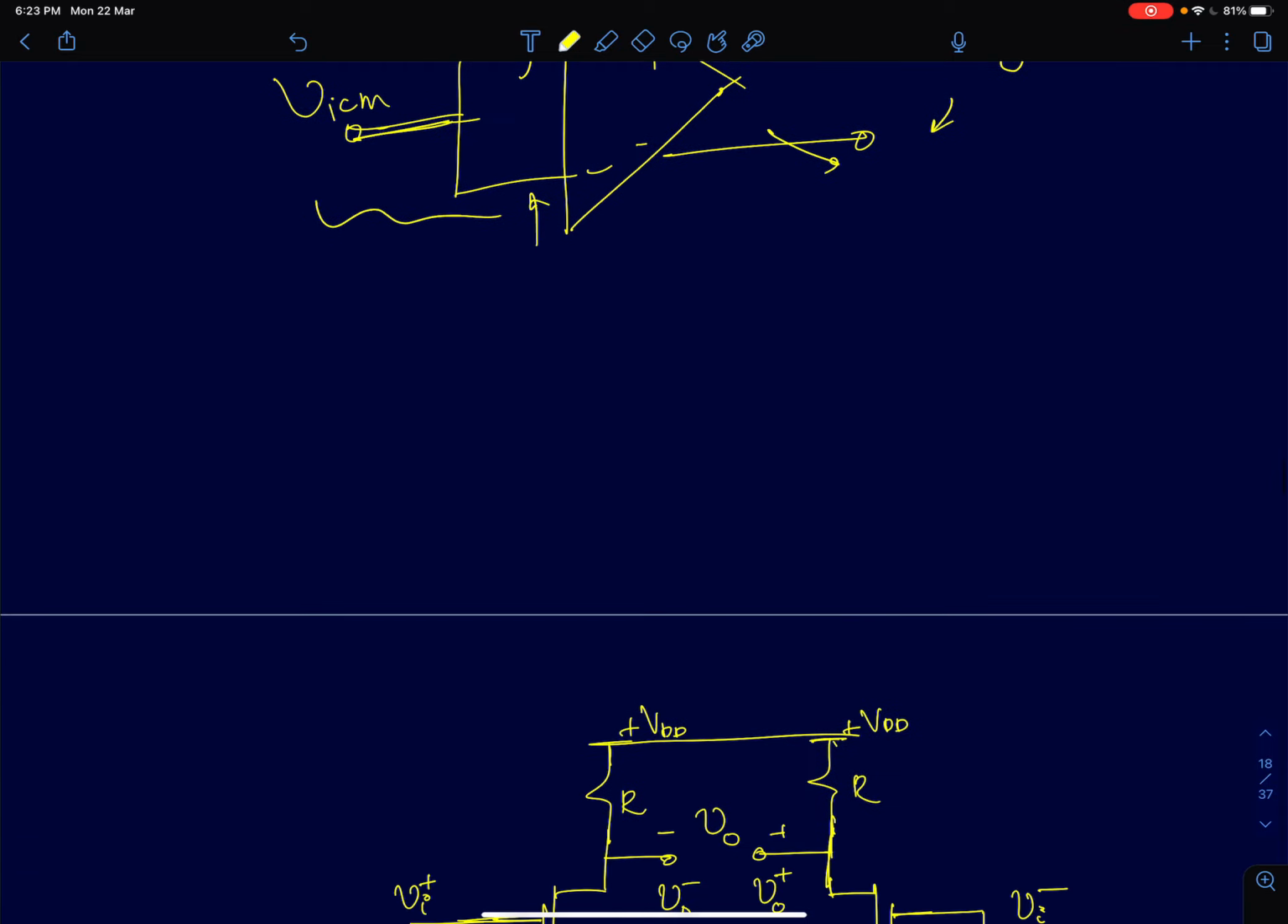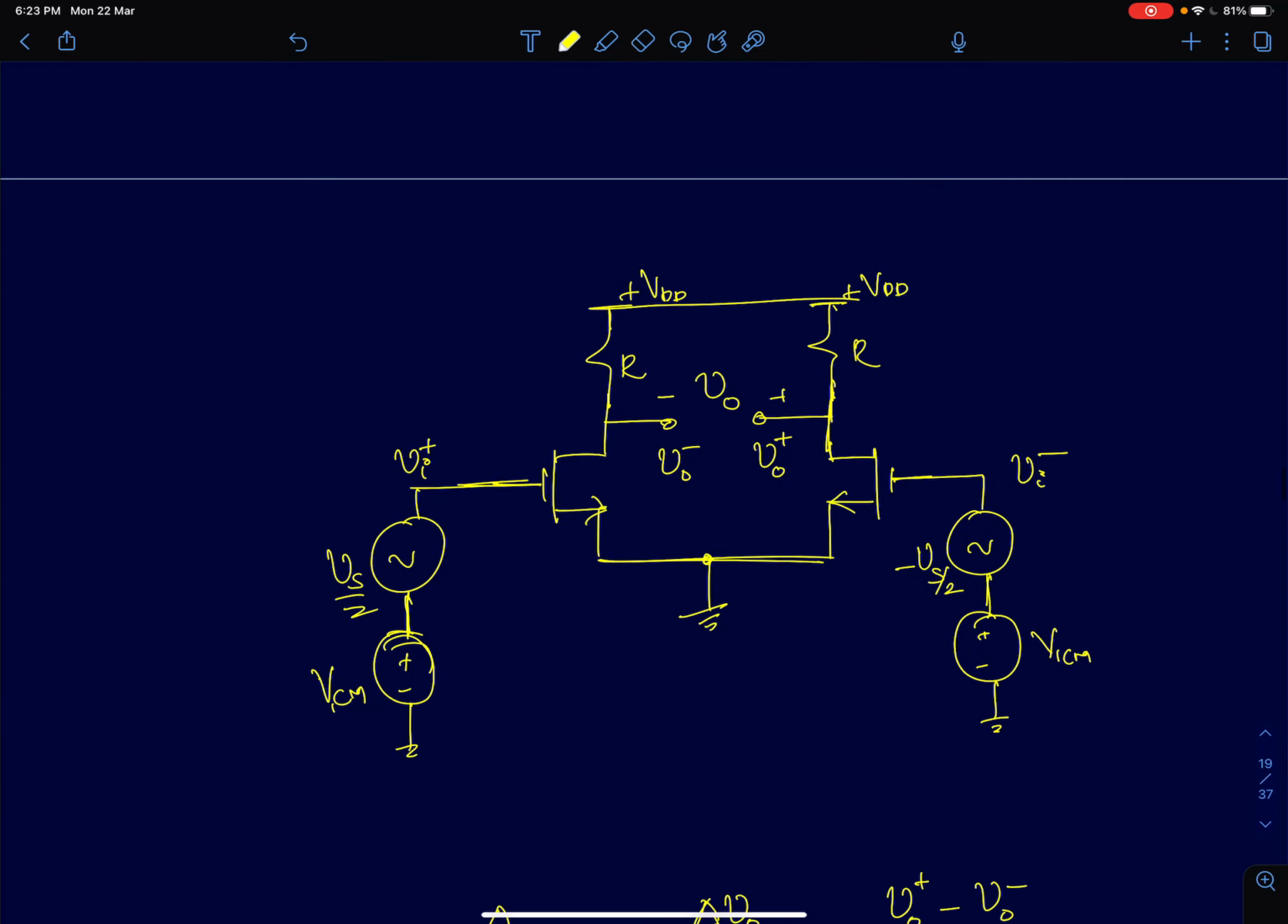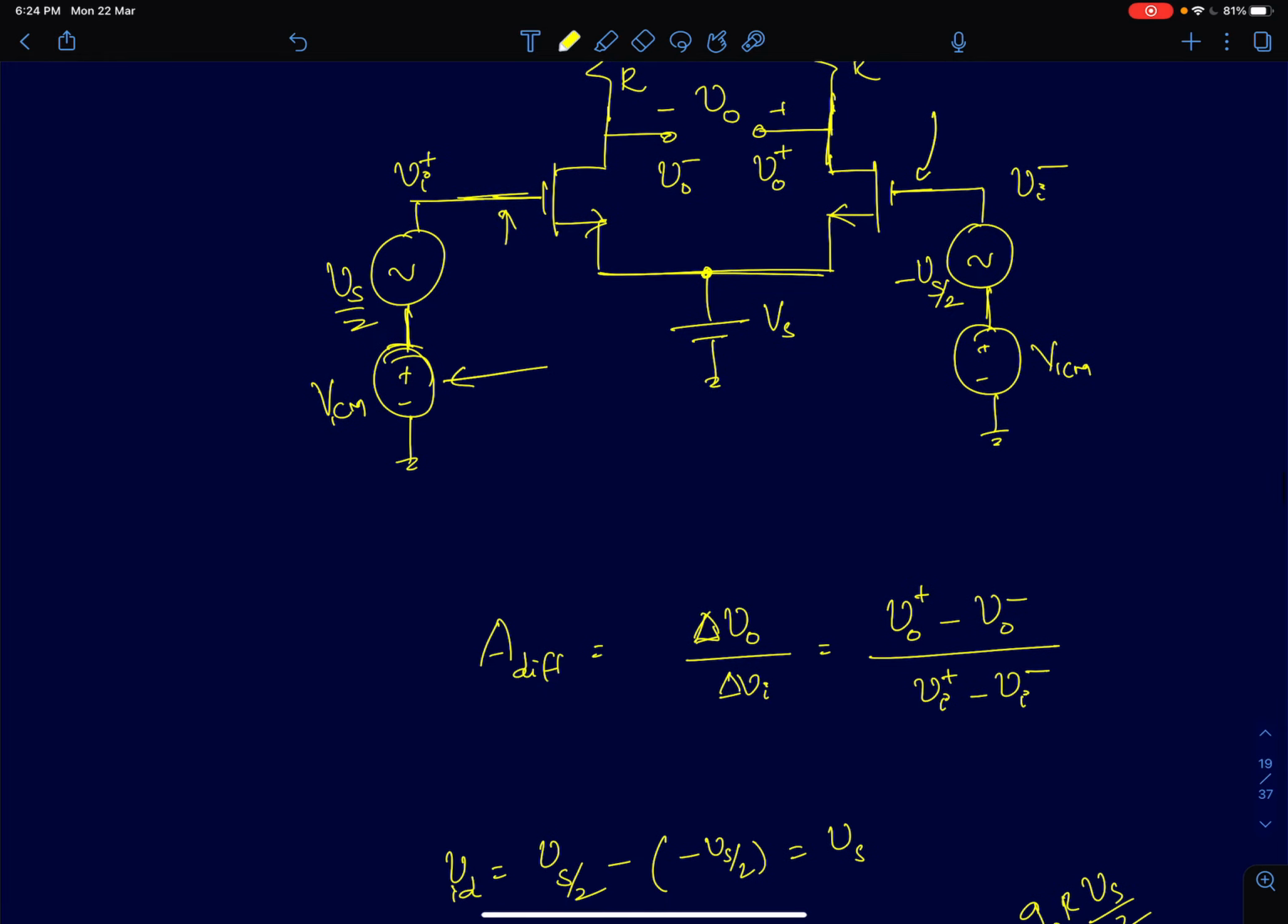And I'm going to take an example to solve and find these three parameters. The circuit shown here is a simple differential pair with voltage biasing. A DC voltage of VCM is applied at both the gates, and the source node is connected to a DC voltage of VS. Now we are supposed to first find the differential mode gain for this circuit. Since it's a differential gain for small signals, I'll short circuit all the DC sources and draw the AC equivalent.